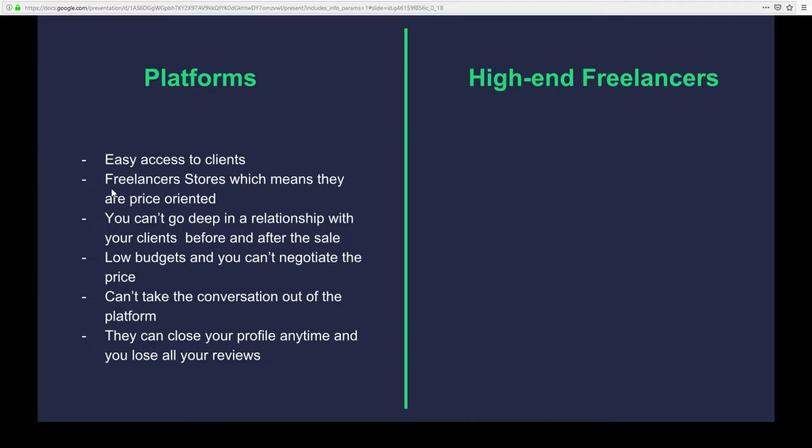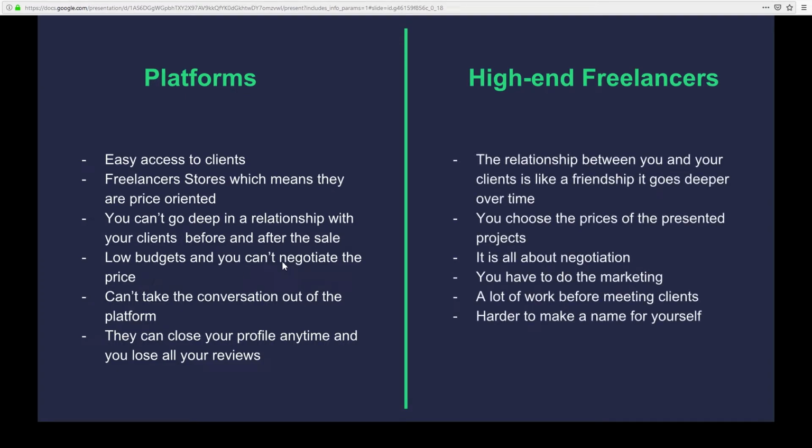The problem is it's like a freelancing store, where people are looking for the lowest prices ever. Which means low budgets and you can't negotiate at all. As well, you can't go deep in the relationship between you and your clients, not before or even after the sale. You can't have a conversation outside of the platform, so if you want to call them or anything like that, you have to go through the platform itself. Otherwise, you might be banned, and that's the last and biggest issue: you may lose all your work if you ever get banned. So you will get no leads, all your work is gone, and you don't know who your clients are anymore.